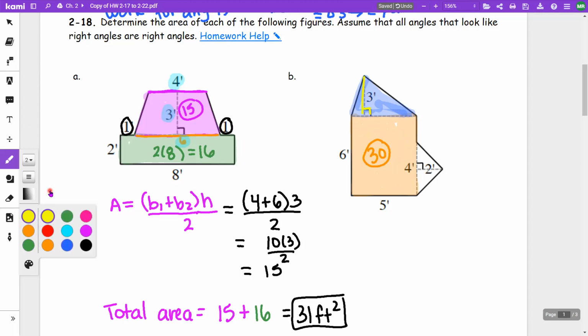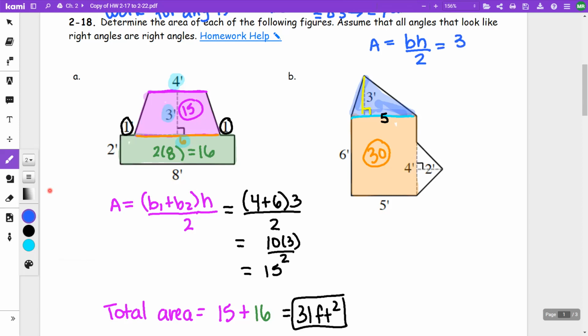I also know that if this is 5 here, this is 5 here, so that piece right there is going to be 5. So I have enough to find the area of that triangle. So area of a triangle is 1/2 base times height, or base times height divided by 2. So I'm going to have 3 times 5 divided by 2, which is 15 halves, or 7.5. So this is going to be 7.5.